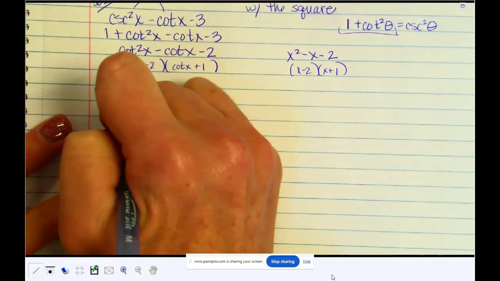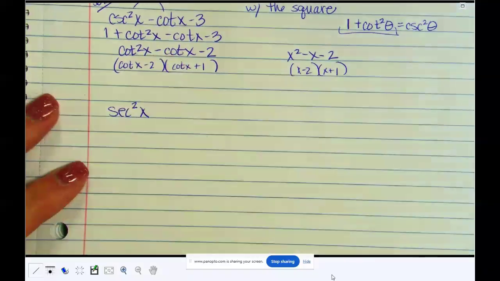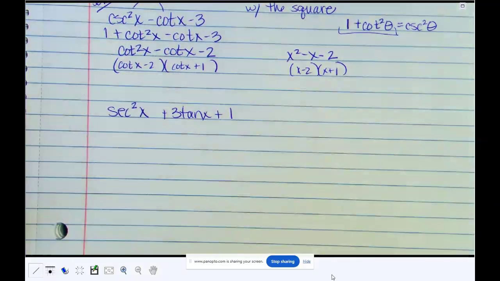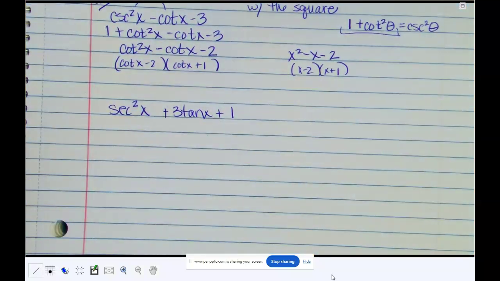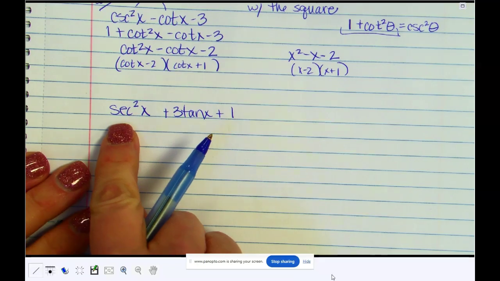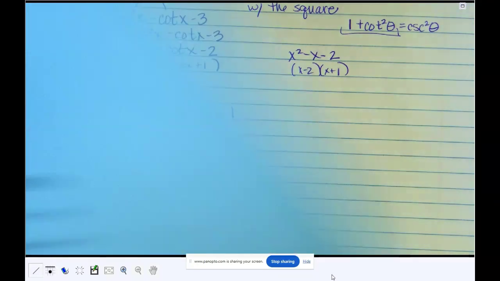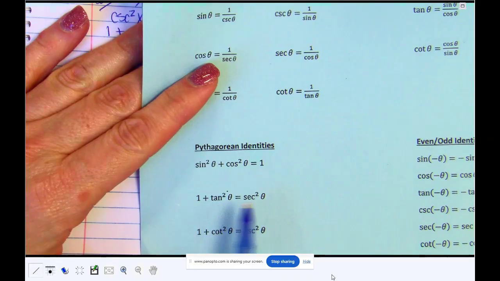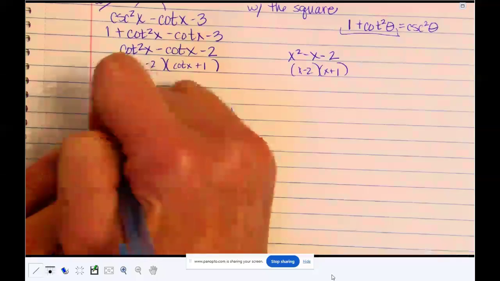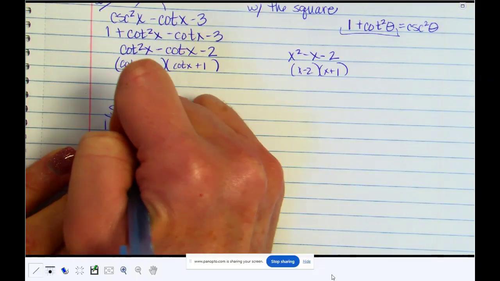So let's say we're not going to do this one all the way. We have secant squared plus 3 tangent x plus 1. I cannot use secant squared because they have to match. So secant squared needs to turn into what? Tangent squared plus 1. Yes, that's this little dog, in case you're like, wait a second, where are you getting that? Secant squared is tangent squared plus 1, or 1 plus tangent squared. So get rid of this and replace him with 1 plus tangent squared.